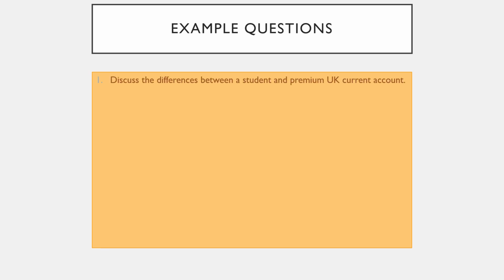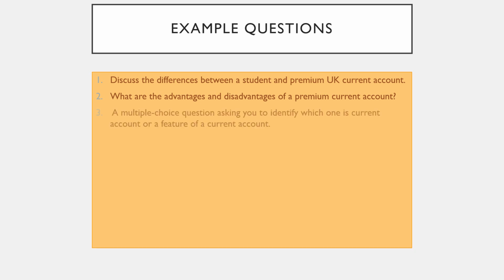So you might get a question like this: discuss the differences between a student and premium UK current account. So you'd be expected to do that. That would probably be a 4-mark question, potentially. Question 2, what are the advantages and disadvantages of a premium current account? Again, we've gone through that. You should know that, and you would probably be able to do that. Again, that could be a 4-mark, maybe a 6-mark question. You give 3 advantages and 3 disadvantages of each.